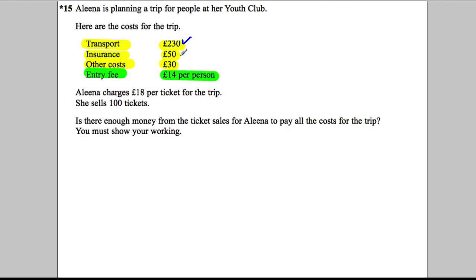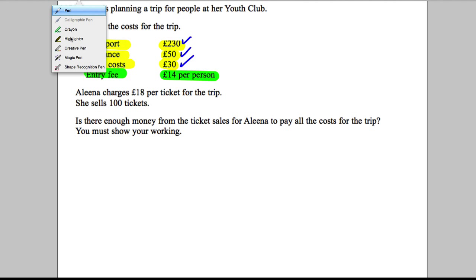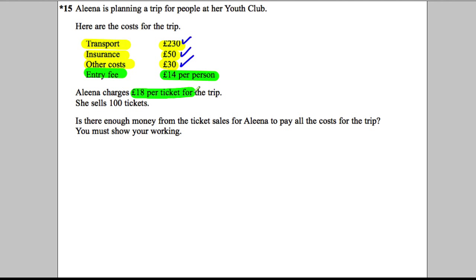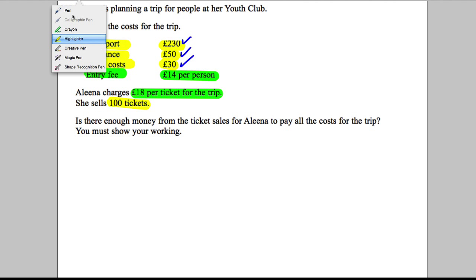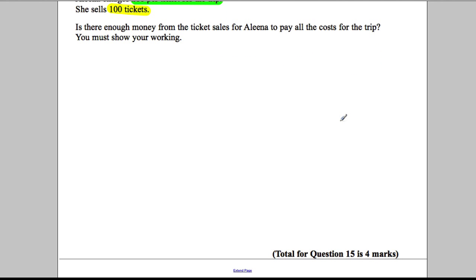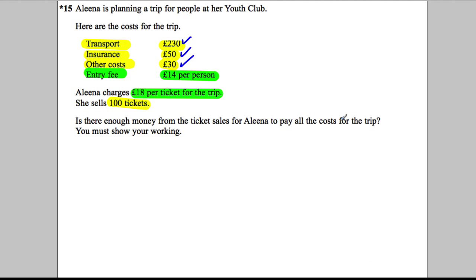Whereas these costs are for everyone. When it says per person, that means for each person. Now, you are also told that Alina charges £18 per ticket for the trip. So she charges the students £18. She sells 100 tickets. Is there enough money from the ticket sales for her to pay for all the costs? So this is a 4-mark question, and it's a starred question. We've got to show our working carefully.